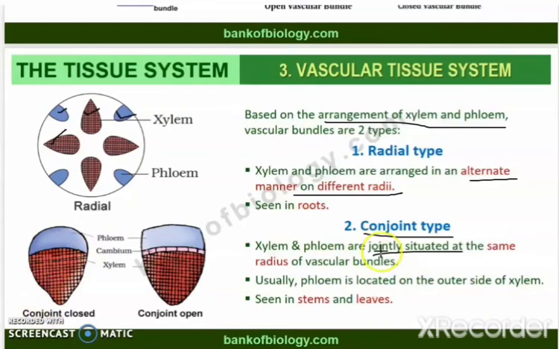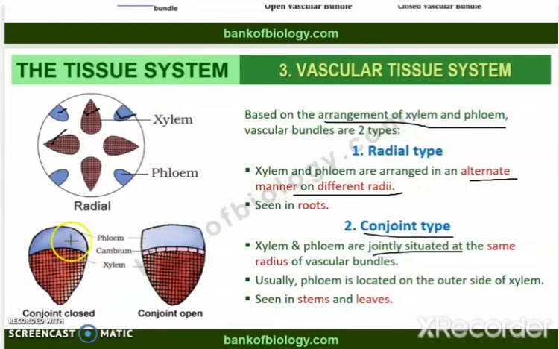So in this, what happens, xylem and phloem are jointly situated at the same radius. So they are present at the same radius of the vascular bundle. Usually the phloem is located on the outer side of the xylem. Okay, usually xylem will be seen towards the inner portion and the phloem will be seen on the outer side. So here we saw that they are present in two different radii, right? And in this conjoint type, they are jointly situated at the same radius.